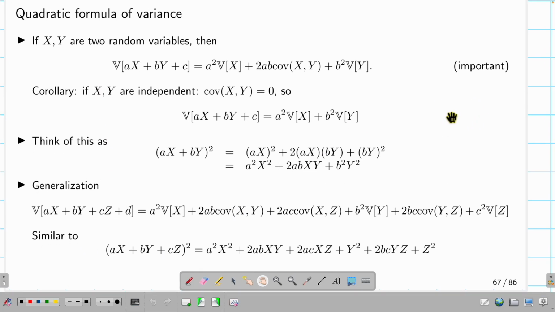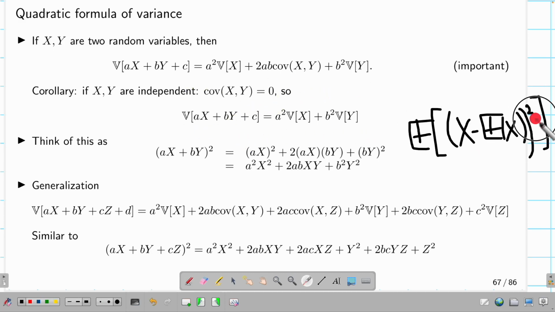And the very important formula is the variance of a linear transformation. If I have a random variable x and a random variable y and I scale them with constants a and b, then Var(ax + by) gives us a squared variance of x plus b squared variance of y plus 2ab covariance of x and y. And if x and y are independent, that means they do not affect each other, so the covariance is 0, and we reduce the formula to this.